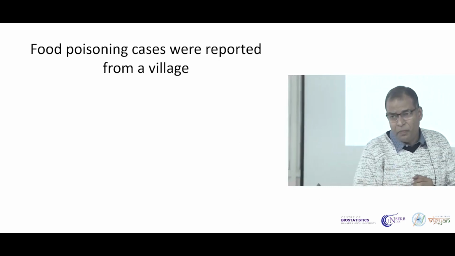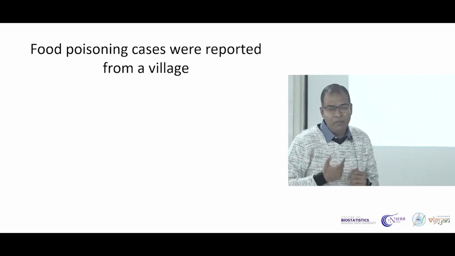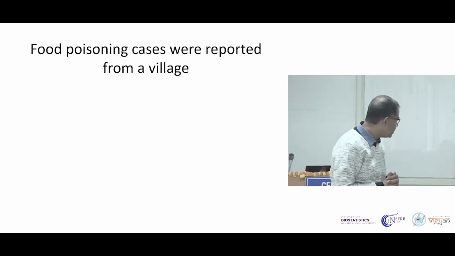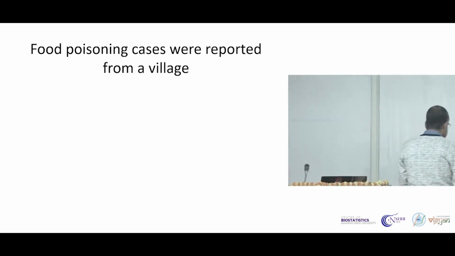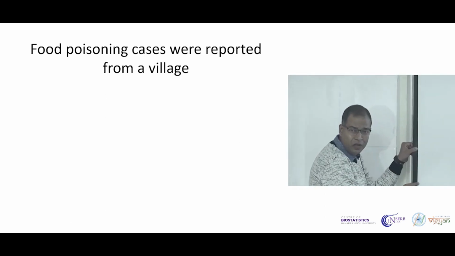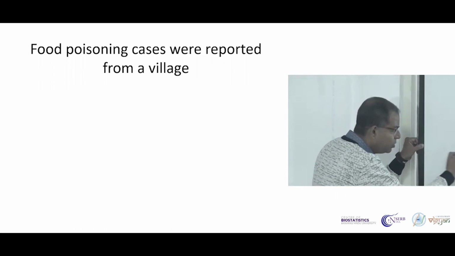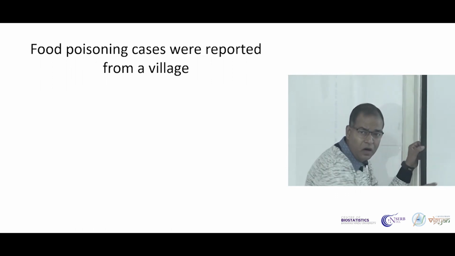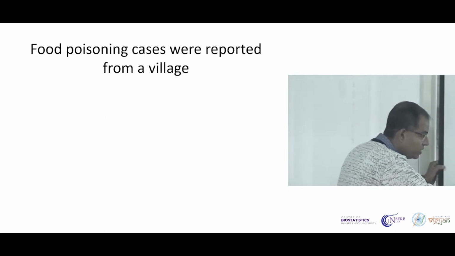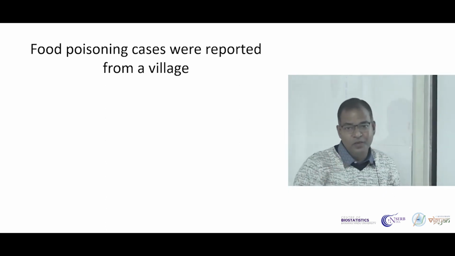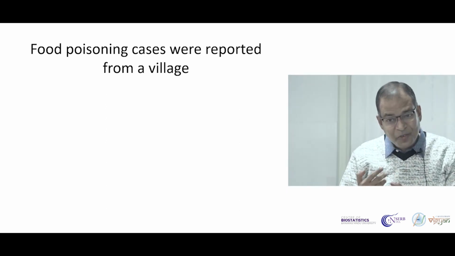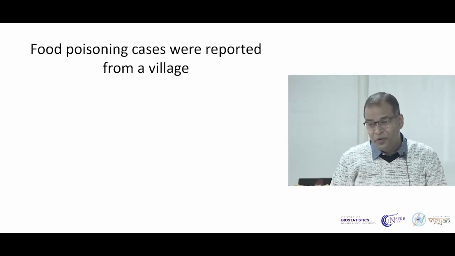Now, if I talk about the place distribution, I have told you I am coming from a large village. Suppose this is the map of my village. Now you are interested to know whether food poisoning cases were reported uniformly throughout the village, or whether some pockets were there. Here more, here more, here more. So this is known as the place distribution. This is also very important.